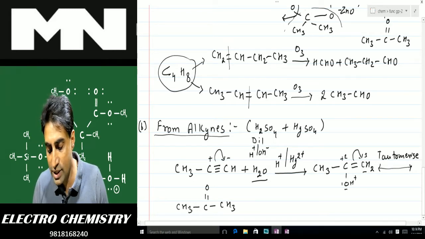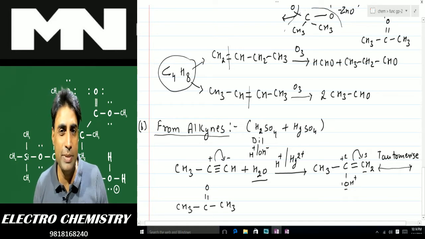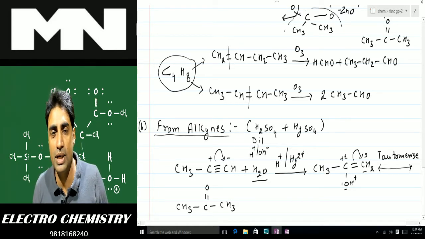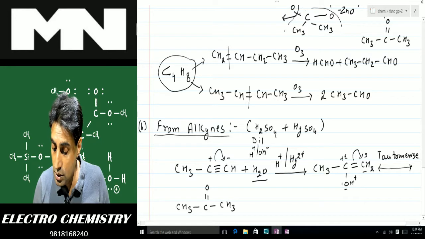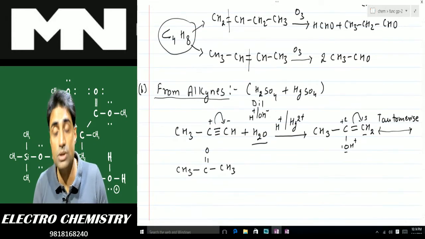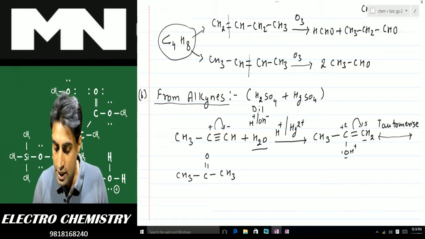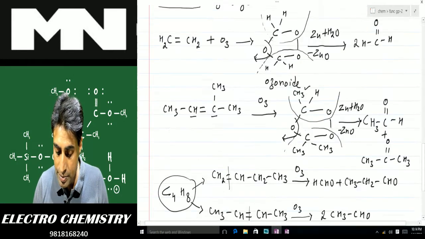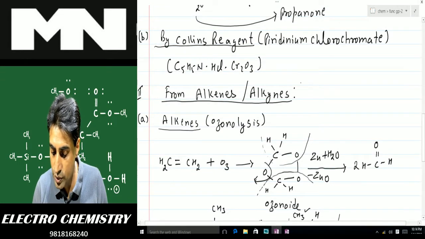So by hydrolysis of alkynes, we can get aldehyde and ketone. Had it been ethyne or acetylene, I would have got acetaldehyde. So it basically depends. So this is all about the method of preparation from alkenes and alkynes. So this we have done.